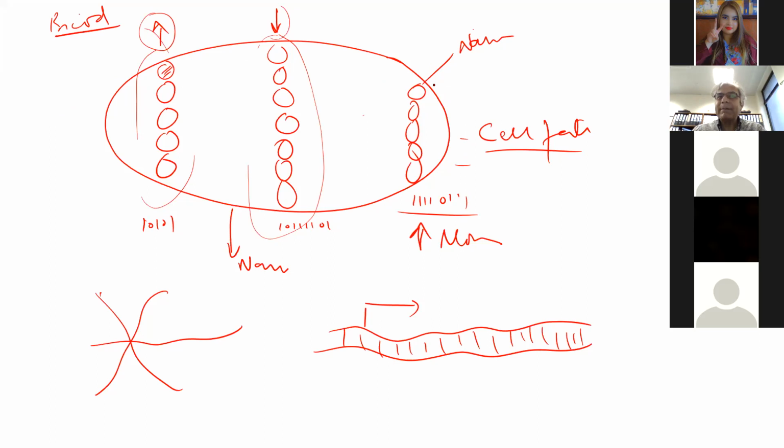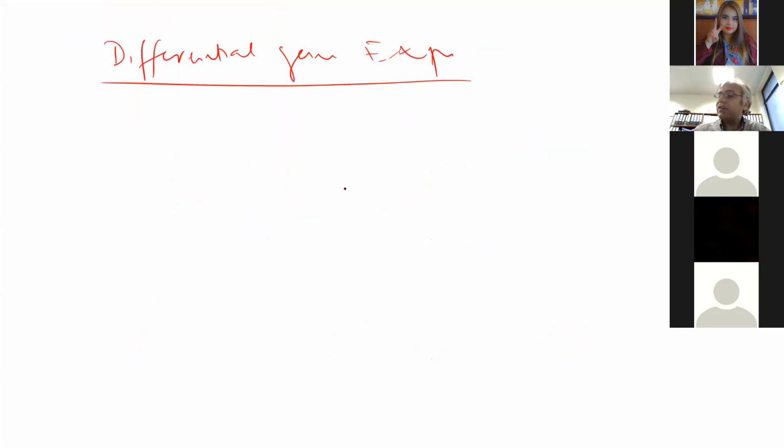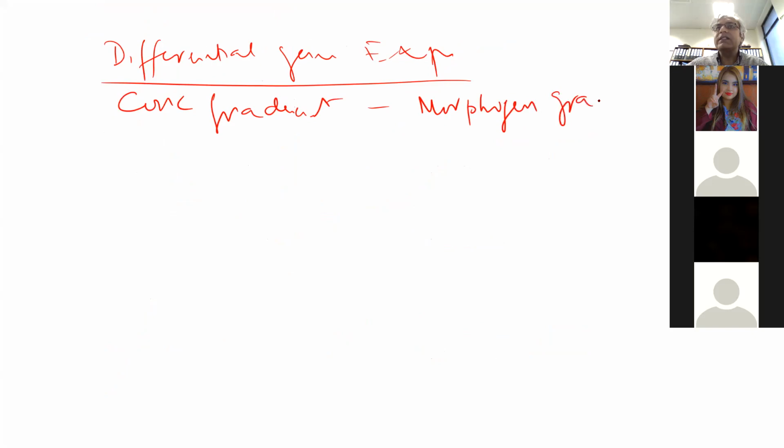Sir, what about cells that can accept both the bicoid and the nanos? Like, what happens to them? Is that possible? Yeah, it is possible, but it depends on the concentration gradient. These bicoid, nanos, caudal, etc. in developmental biology, we call them morphogen gradients, because they are involved in pattern formation. If we disturb the gradient, the whole body plan is disturbed. Clear? Yes, sir. Thank you.